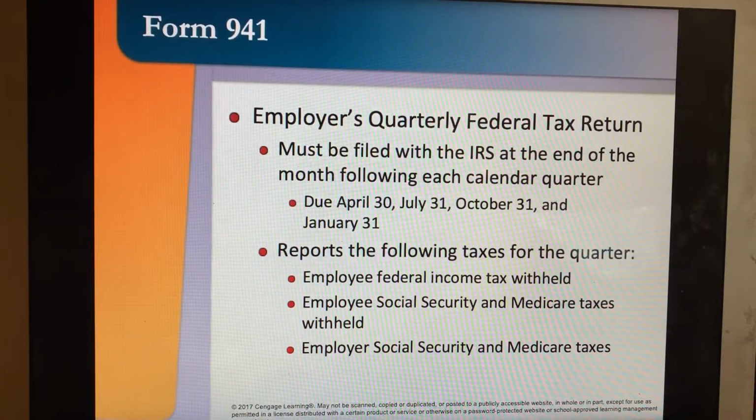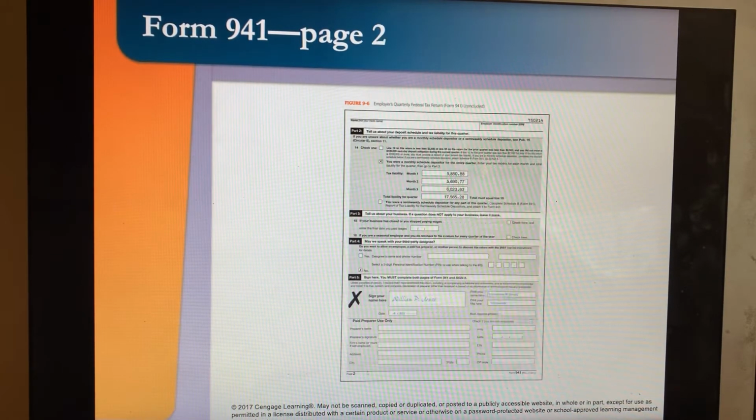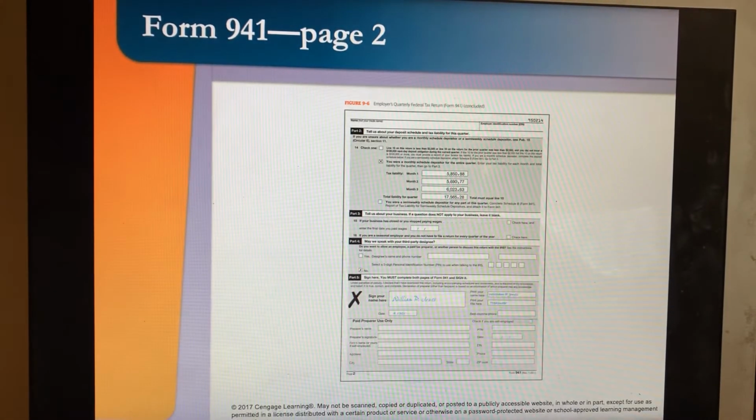$5,888. So Form 941, the employer's quarterly federal tax return, must be filed with the IRS at the end of the month following each calendar quarter, due April 30th, July 31, October 31, and January 31. It reports the following taxes for the quarter: employee federal income tax withheld, employee Social Security and Medicare taxes withheld, and employer Social Security and Medicare taxes as well. So this is what it looks like. Go ahead and take a look at that one on your own. Here's page 2 as well. Month 1, month 2, all your info will be on there, and then you'll sign it as well.